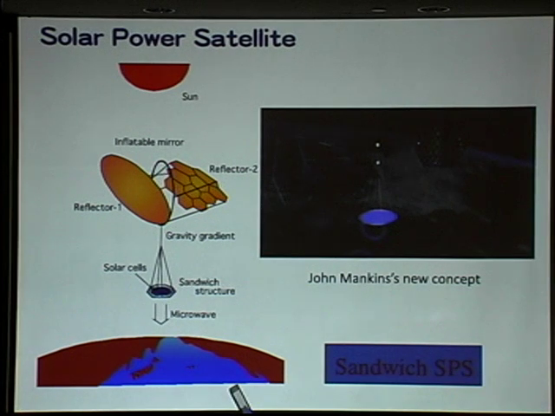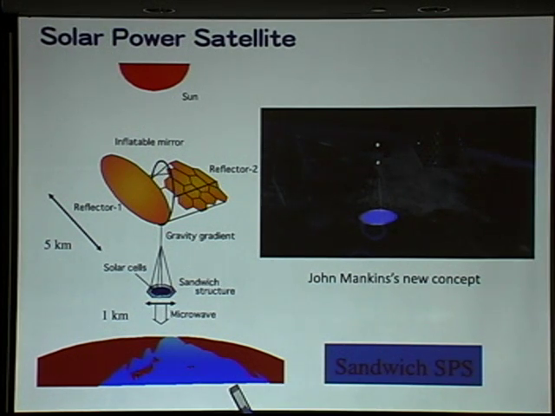John's idea is very similar. But anyway, you can understand the reflector is very huge. Maybe it is required to be a diameter of 5 kilometers, and the transmit antenna must be over 1 kilometer. Too huge. So we have to reduce the weight of the sandwich structure, so maybe the structure must be flexible.